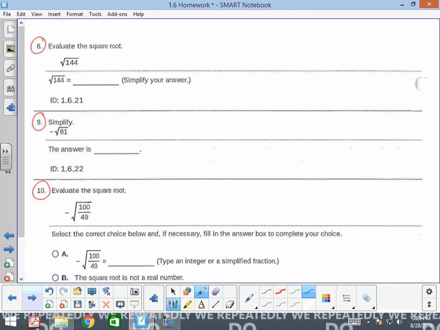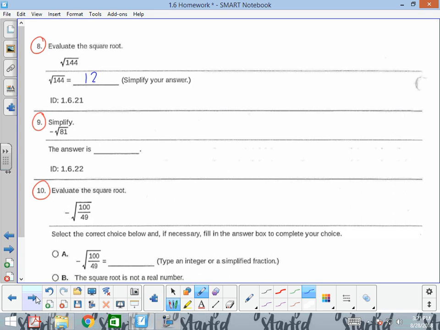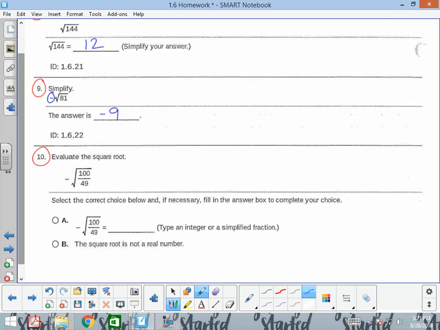Number 8, you know how to do this. Square root of 144, 12. Number 9, if the sign in front of the radical is negative, make sure your answer is negative, okay? Number 10, for fractions, we're going to take the square root of 100, and then we're going to take the square root of 49. Our answer will be negative because there's a negative symbol here. So that's negative 10 over 7. You can write it as negative 10 over 7, or you can put the negative in front of the fraction bar, just not the denominator.